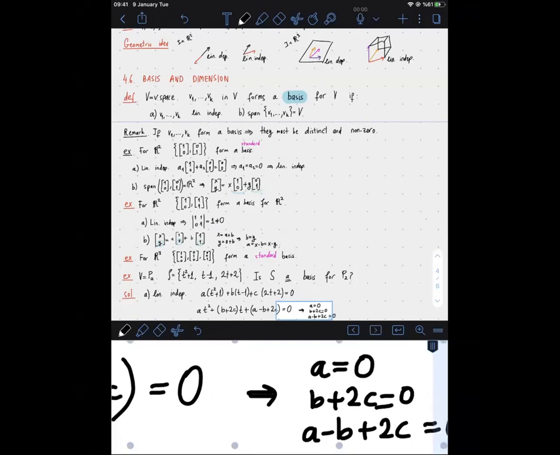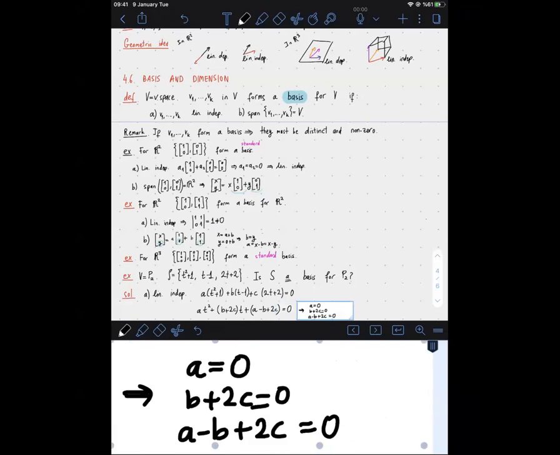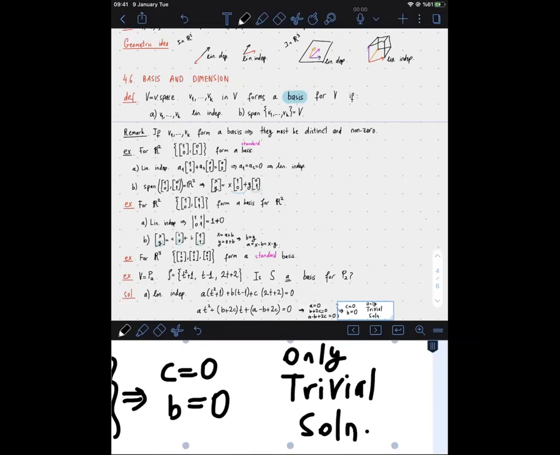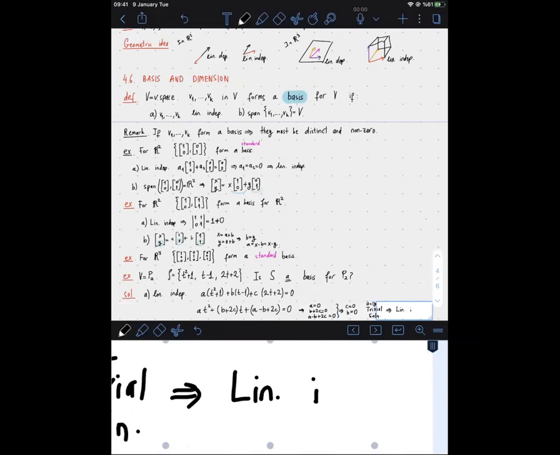So what is the solution of this? A is 0, and if I add the second and third equations, I get 4C equals 0, which means C must be 0, and if C is 0, then B surely must be 0. So there is only the trivial solution. If there is only the trivial solution, then this set is linearly independent. So yes, this set is linearly independent.